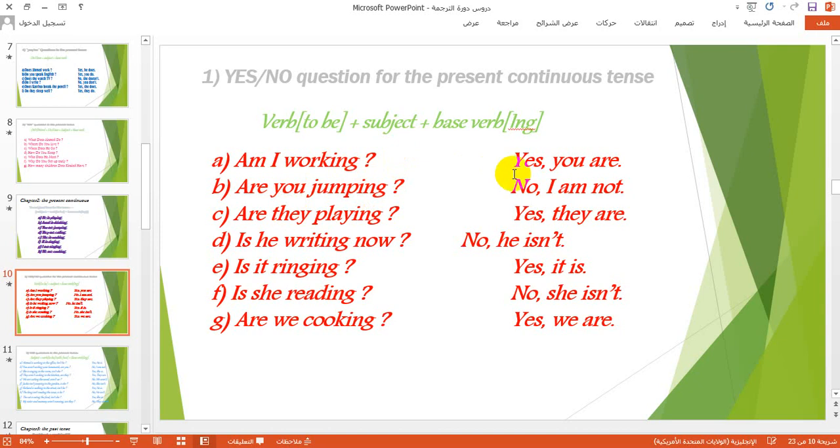Okay, example B: are you jumping? No, I am not. Are they playing? Yes, they are. Is he writing now? No, he isn't. It is ringing. Is it ringing? Yes, it is. Is she ringing? No, she isn't. Are we cooking? Yes, we are.